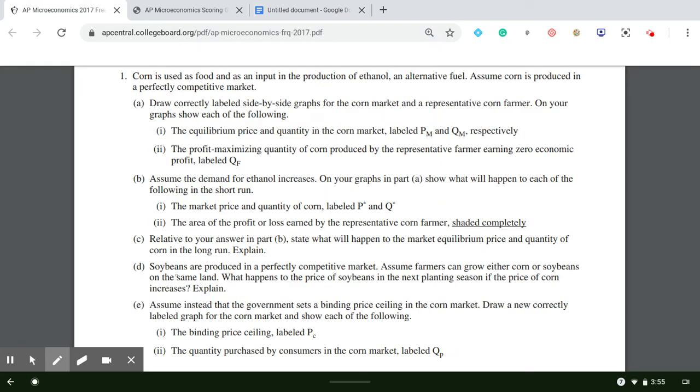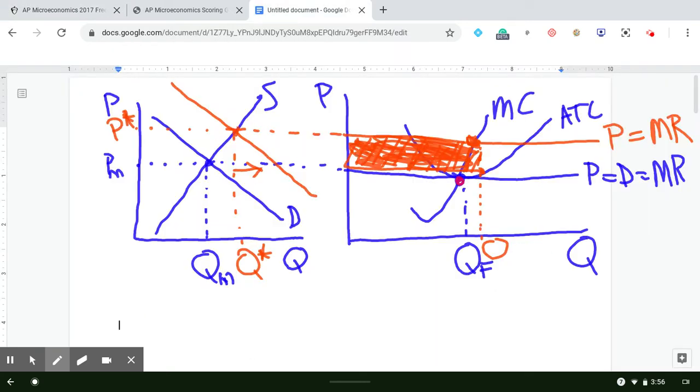All right, great. So C, I feel like on this test, because there's so little time, there's no graphs to draw. These are the types of questions they're going to ask. They're going to give you a setup like A and B, where you're going to have to sketch your graph by yourself, but then C is where the question's going to lie. And this is where it's important that you've drawn your graphs, okay? Relative to your answer in part B, state what will happen to the market equilibrium price and quantity of corn in the long run. Okay, here's what's going to happen.